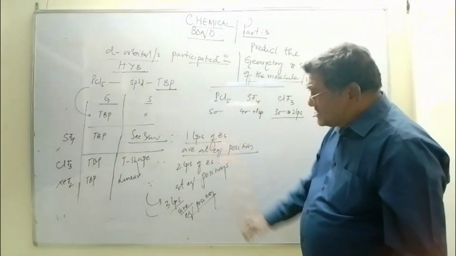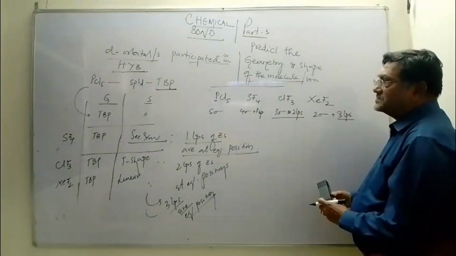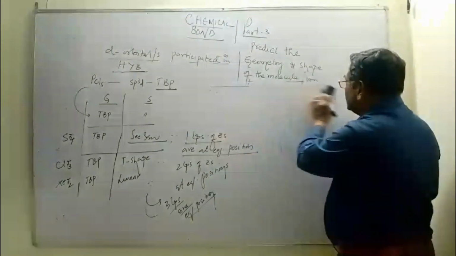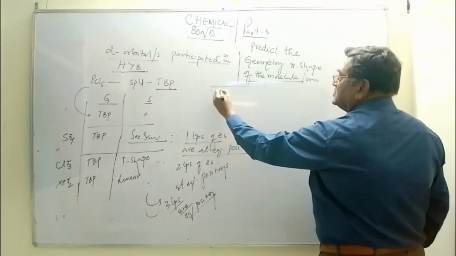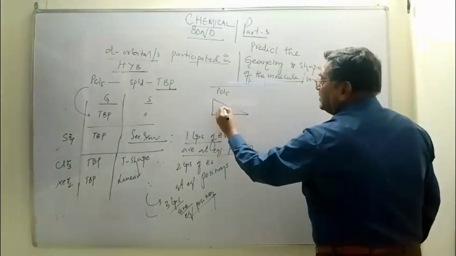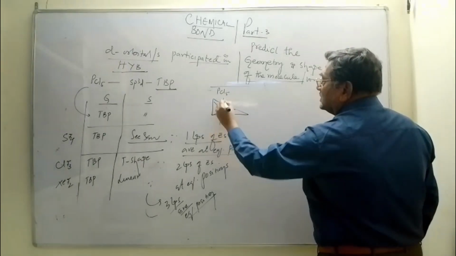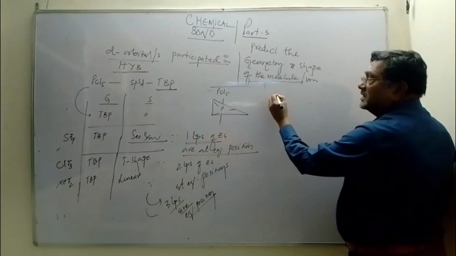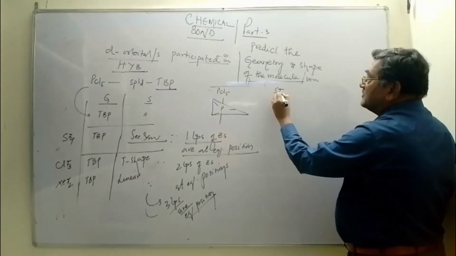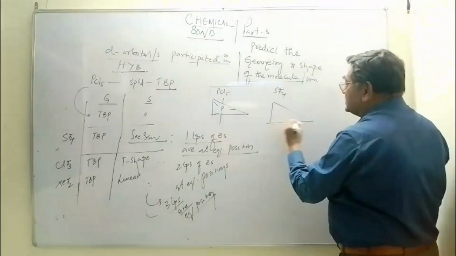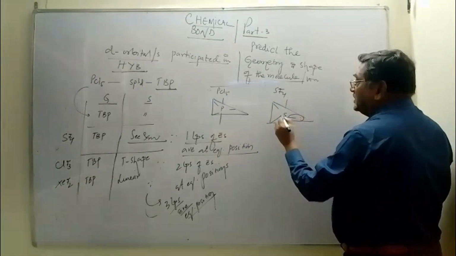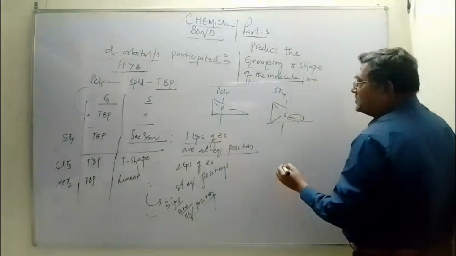Okay, this is what we have done. Just for the sake of an idea, I am going to finish this with a diagrammatic representation. The geometry of PCl5 is trigonal bipyramidal. The second one is SF4. Its hybridization is the same, and one lone pair is at an equatorial position. That's SF4, seesaw shape.